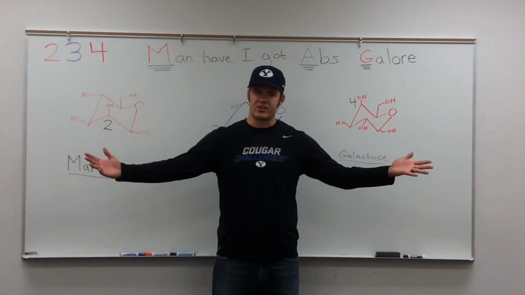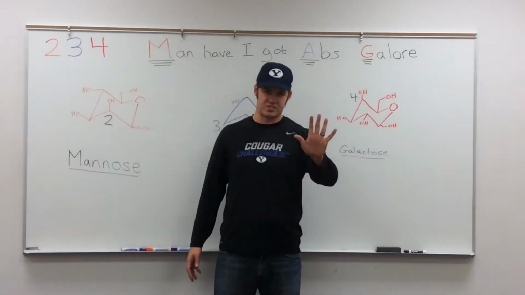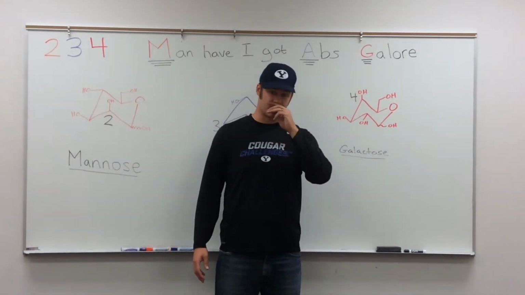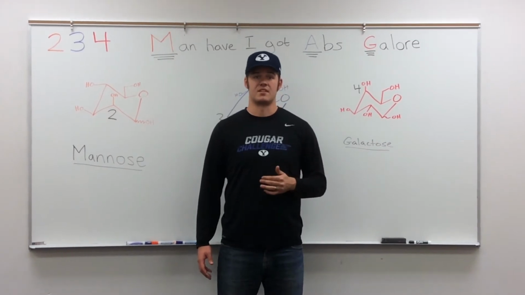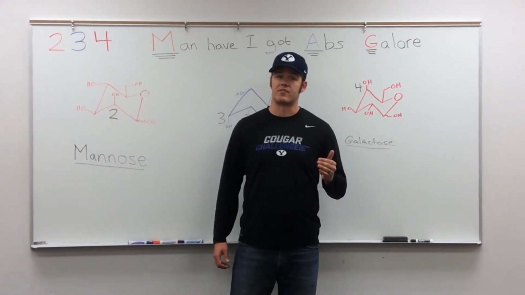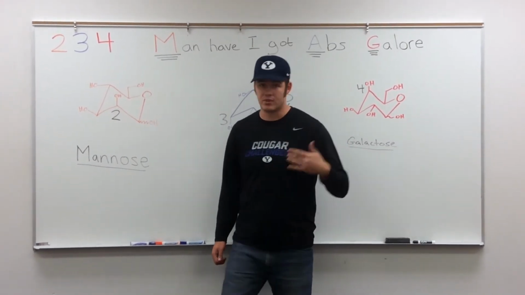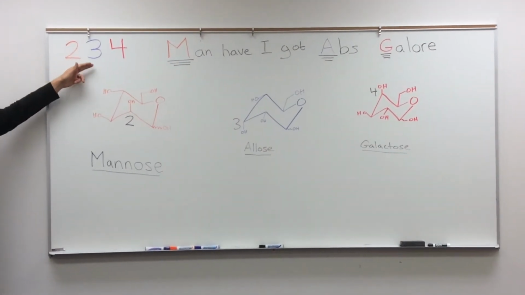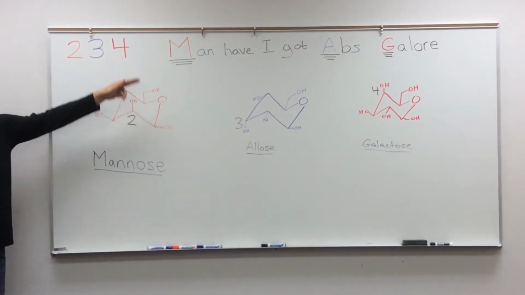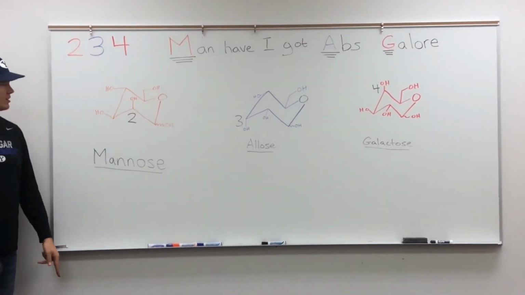Alright, we've learned glucose. Now there are 5 other sugars that we got to learn. 3 of those sugars are very similar to glucose. They just differ at one of the carbons on the sugar. And we have a good mnemonic for the first 3 of 5 to remember those 3 sugars. And that is 2, 3, 4. Man, have I got abs galore.